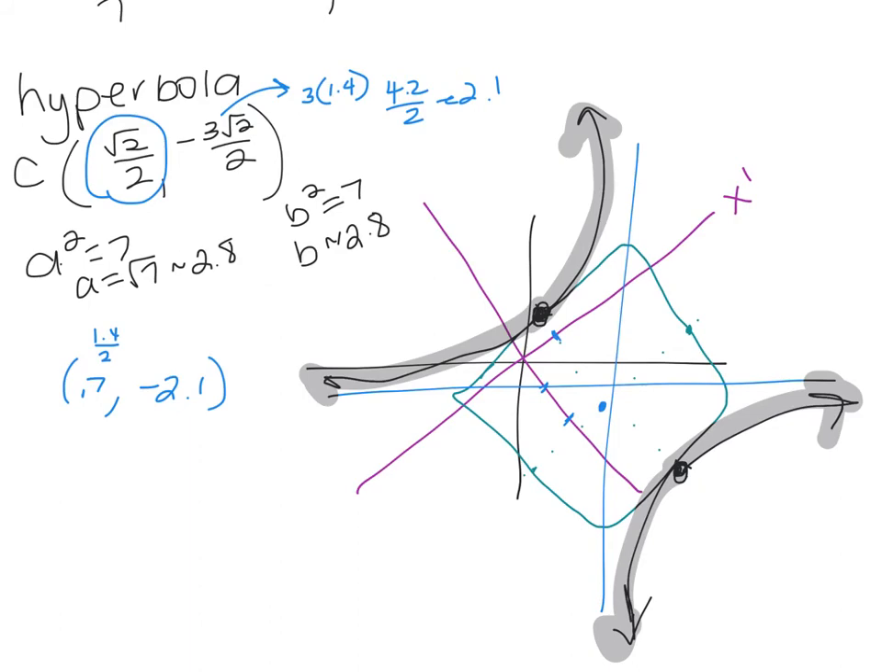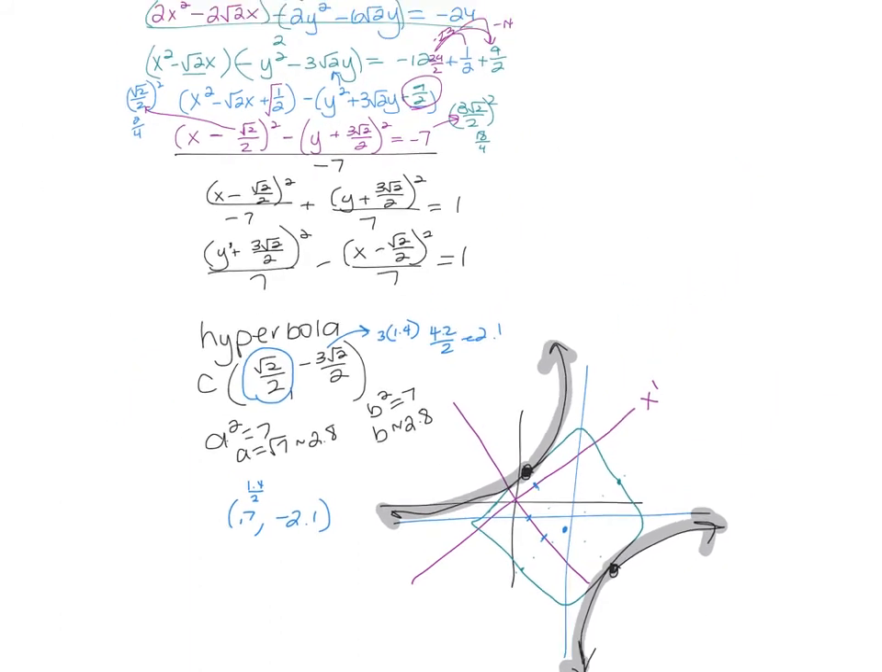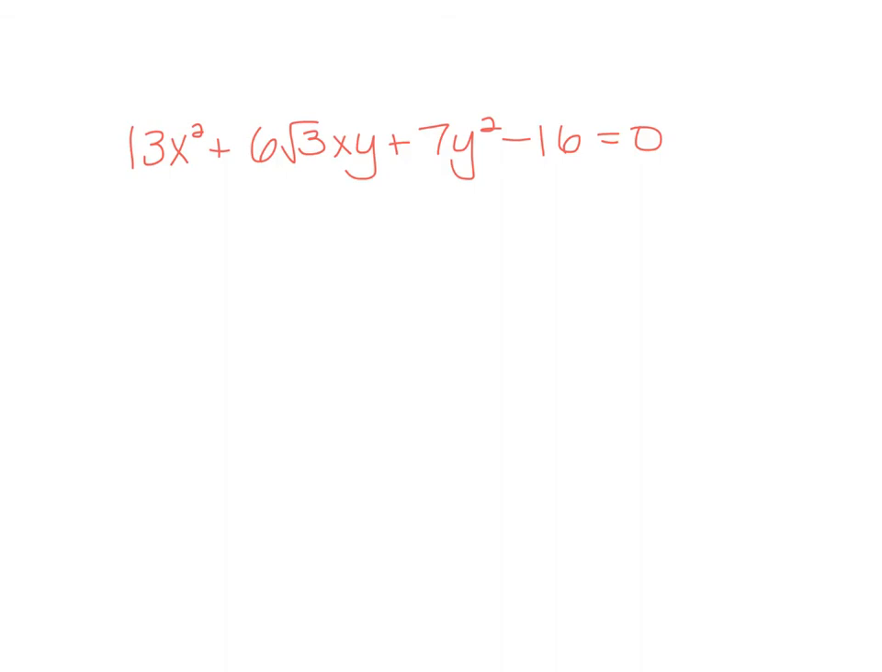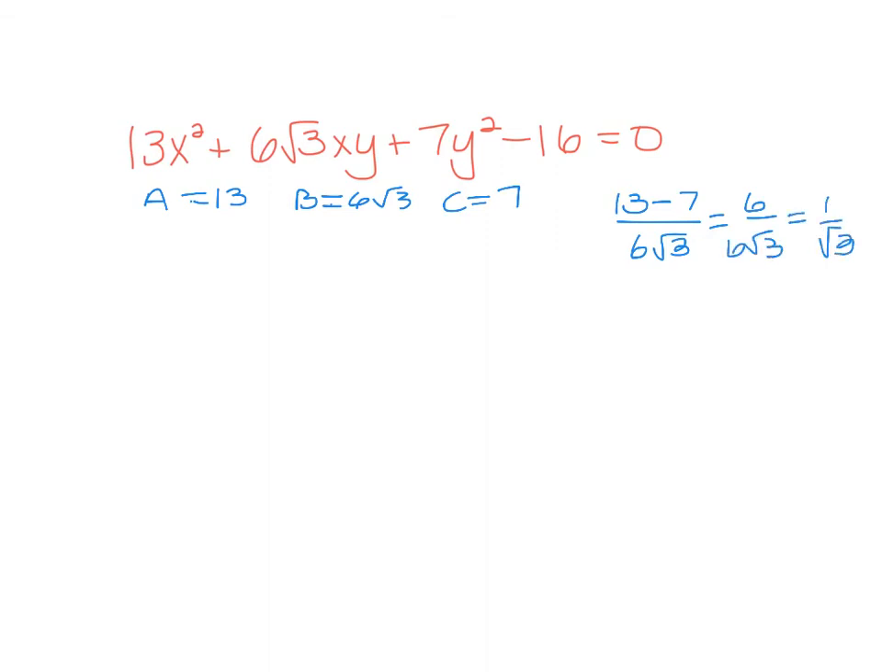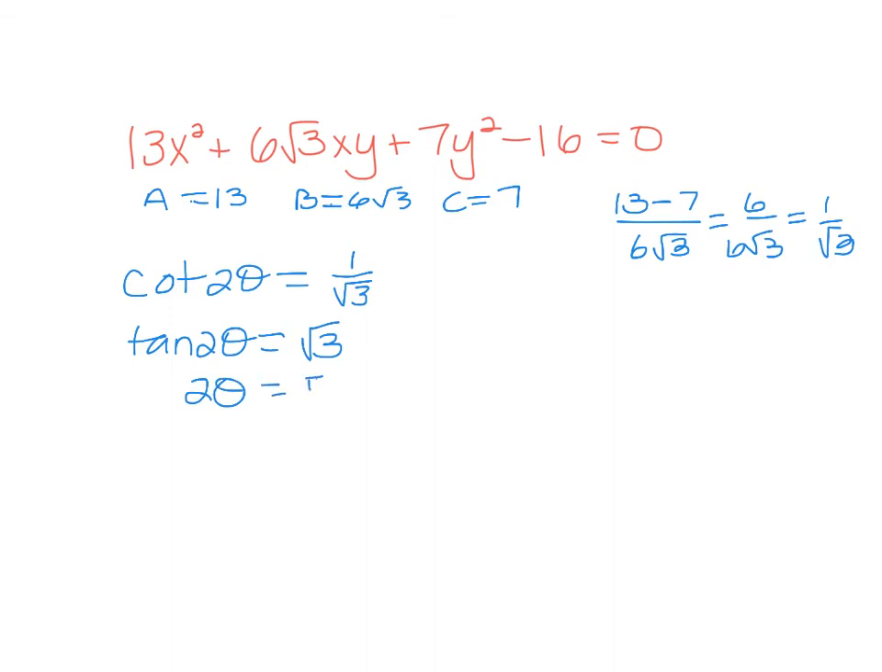All right. So I mentioned it in class, but this is obviously a complete the square problem dealing with the rotation of conics. We're going to do one more. So this time A is 13, B is 6 root 3, C is 7. So A minus C over B gives me 6 over 6 root 3, which is 1 over root 3. So the cotangent of 2 theta should equal 1 over root 3, which means the tangent of 2 theta would equal root 3. So we know this is happening at pi over 3, so 2 theta equals pi over 3, and theta is pi over 6.